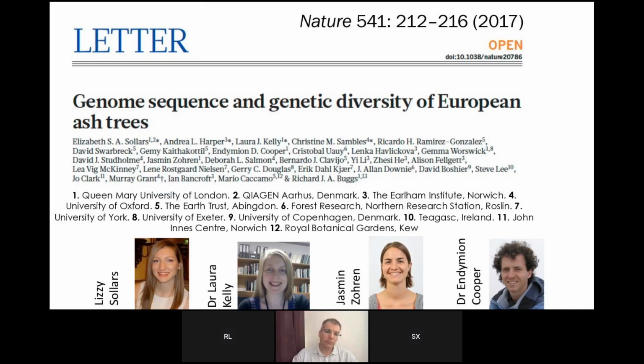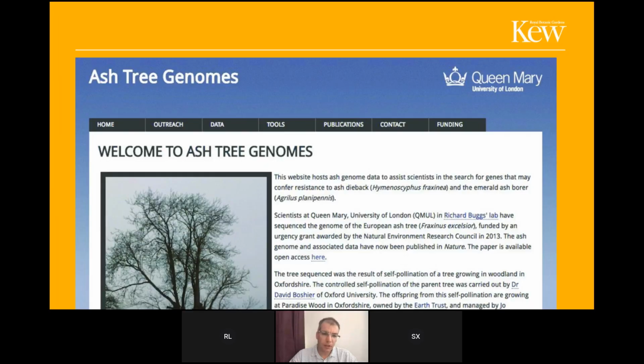Well, my group got some funding from the Natural Environment Research Council quite early on to sequence the genome of the European ash trees for the first time. And we did this with a large number of collaborators. And we published that as our initial move into ash genomics. But we wanted to go from there to being able to predict how susceptible trees are to ash dieback. And we set up this website, Ash Tree Genomes, to host our work. And of course, everything is on the European Nucleotide Archive as well.